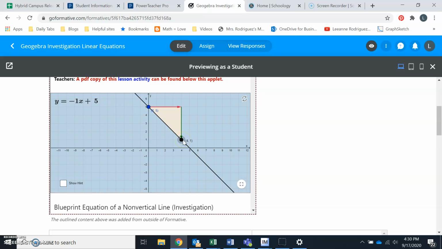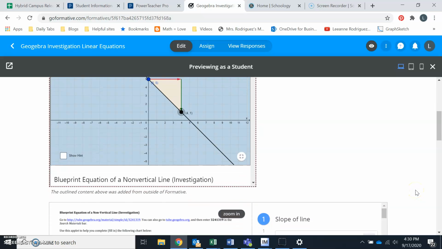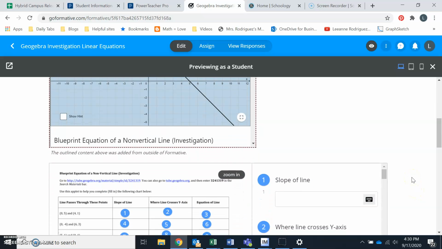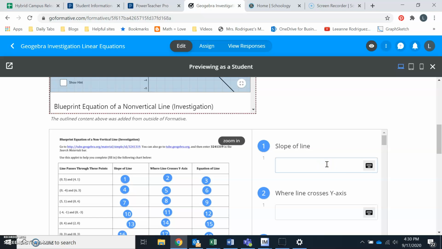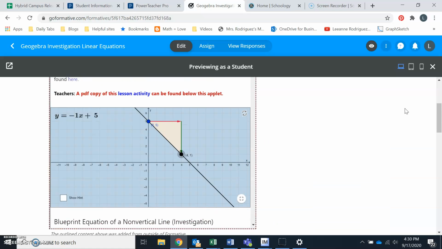Now we know that we can reduce -4 over 4. I can reduce that down to just -1 over 1. So that's what we're going to put in for our slope of the line: -1 over 1. Next, we're going to identify where the line crosses the y-axis. That happens at this point, the blue dot, which is at 0, 5.